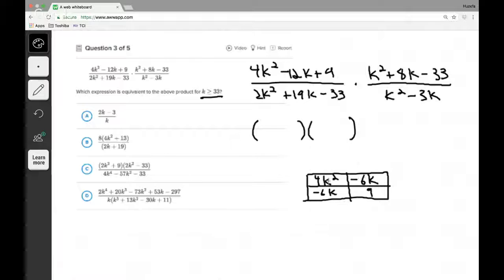Going all the way across in this top row, we see what can we pull out of both of these terms. It looks like we can pull out a 2k, okay? A 2 and a k from both of these. So I'm going to put 2k here. And then what's got to go up here to multiply? It's like a big multiplication grid.